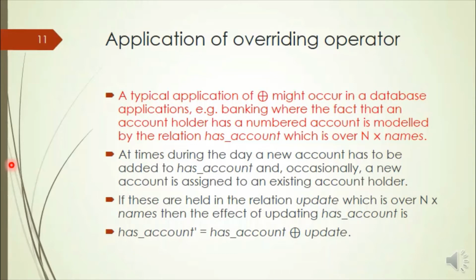If these are held in the relation update, this is another relation update of the same type N cross names, then the effect of updating has account relation can be obtained by applying the overriding operator. So the current value of has account relation variable can be obtained by applying the overriding operator on both the relations has account and update.